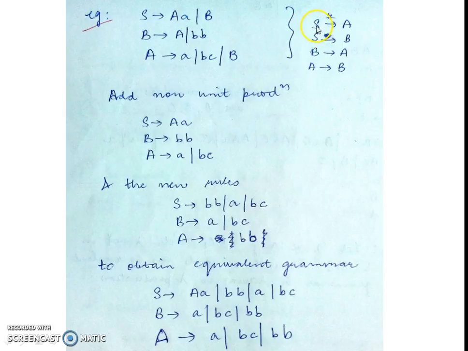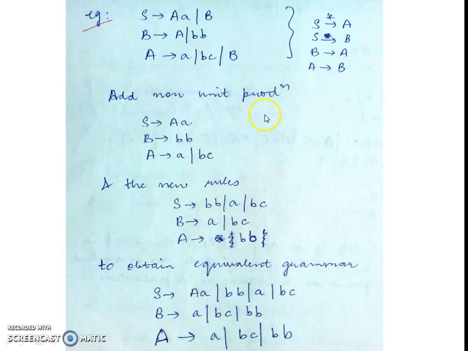Let's take an example. If I have S implies A, so in place of the S production rule, I'll write the values of A. So values of A, in terms of its terminals, are: capital A is generating small a, that is a terminal, and BC. So in place of S, I have added A and BC. Also S implies B, so I will write the terminal strings of B also. In this case, the terminal of B was BB. So henceforth I have added BB also here.